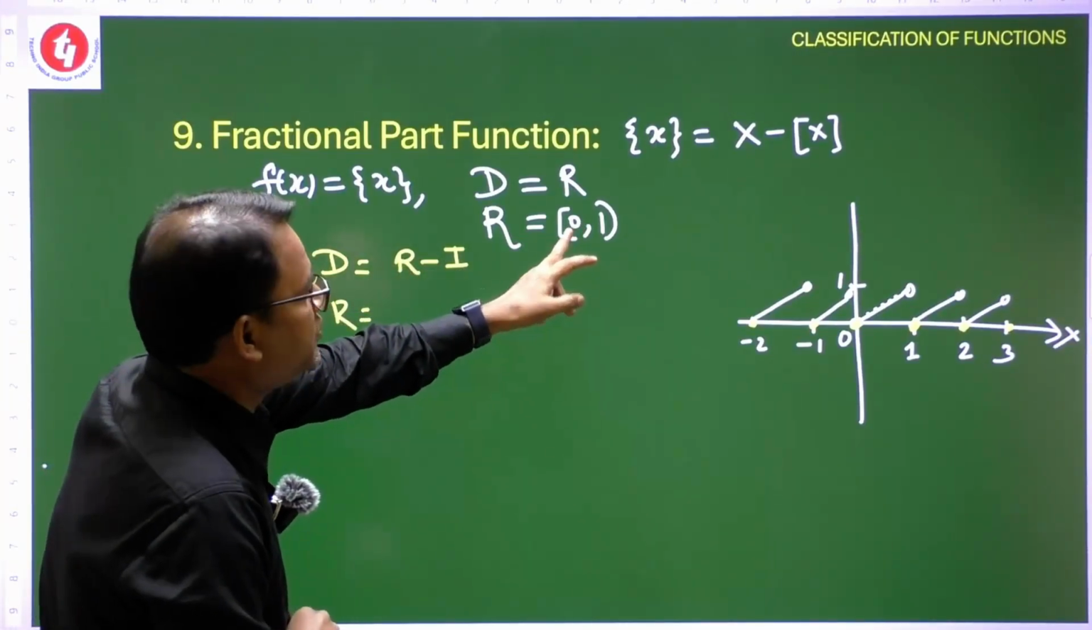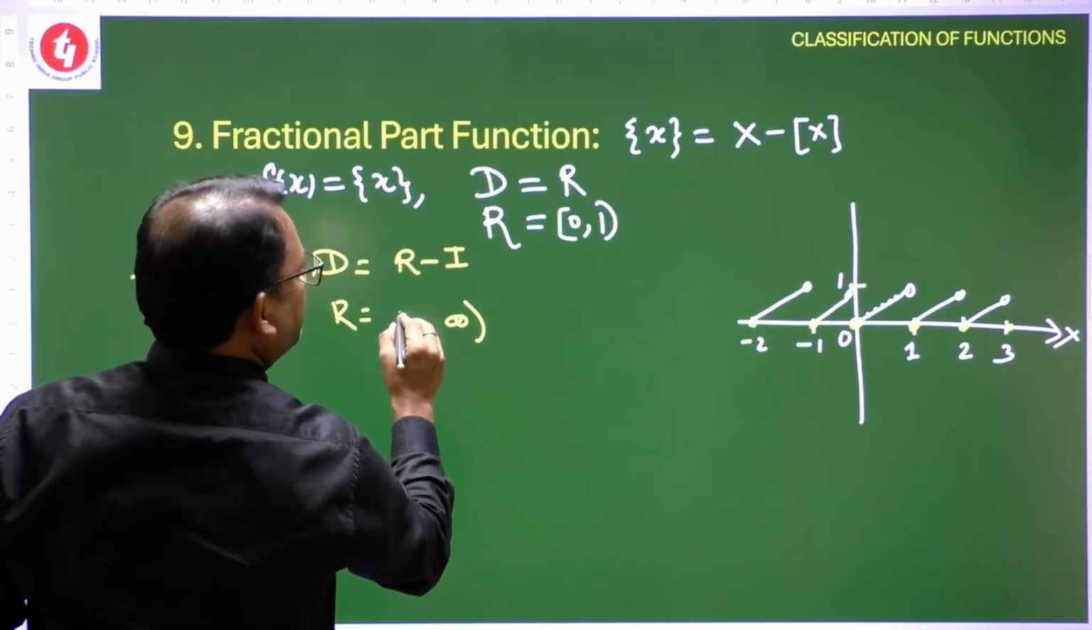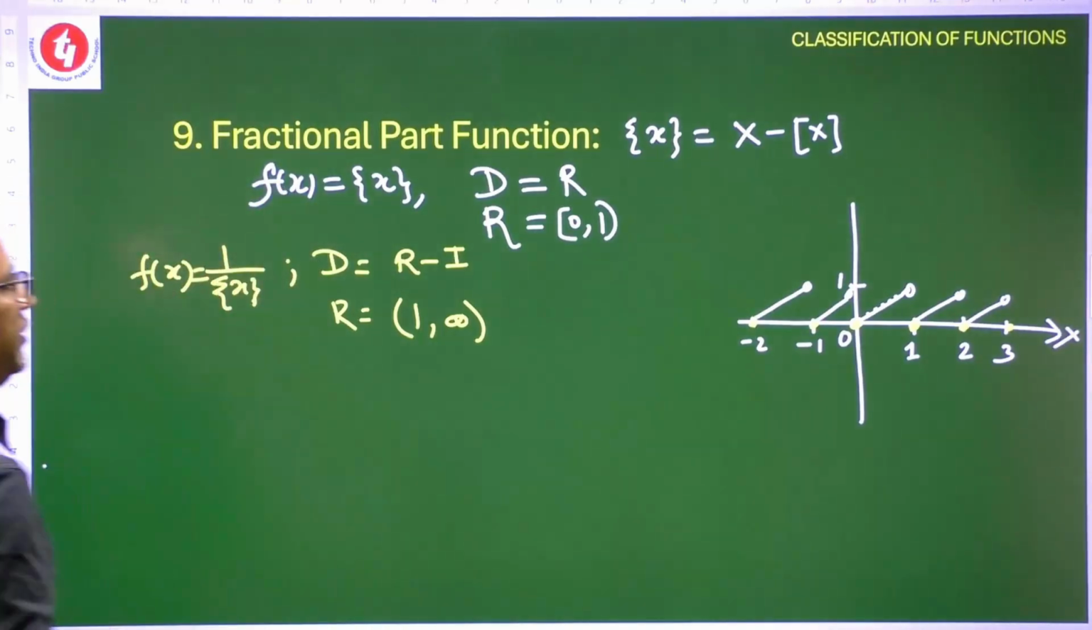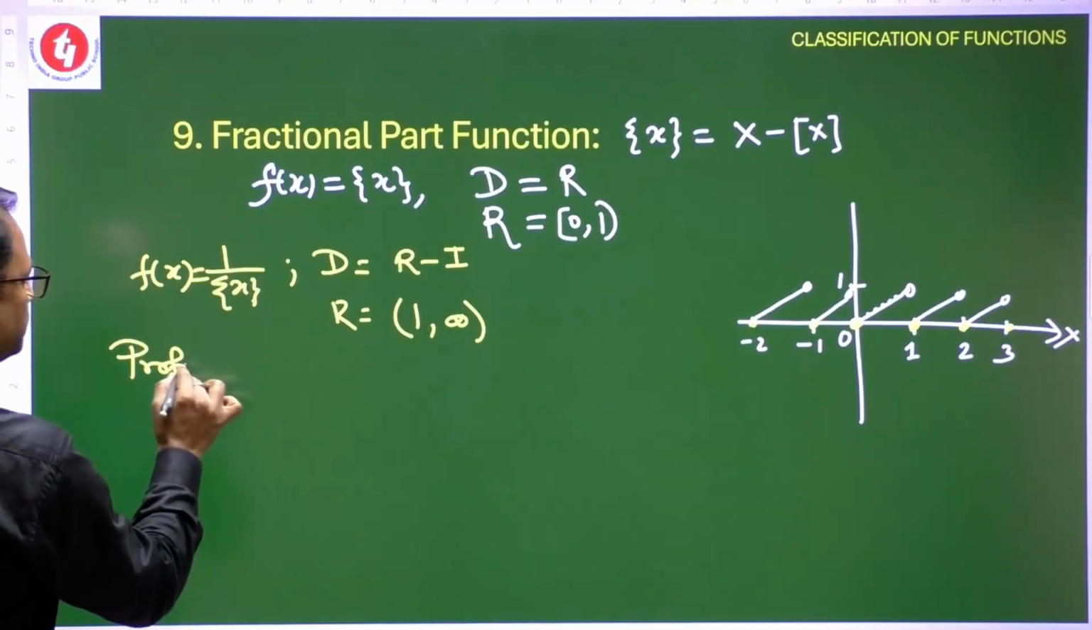The reciprocal of 0 will go to infinity, and the reciprocal of 1 will be 1 only. So you have greater than or equal to 1, less than infinity. This will be the range of this fractional part function. I hope this part is clear to everyone. Coming to some properties.